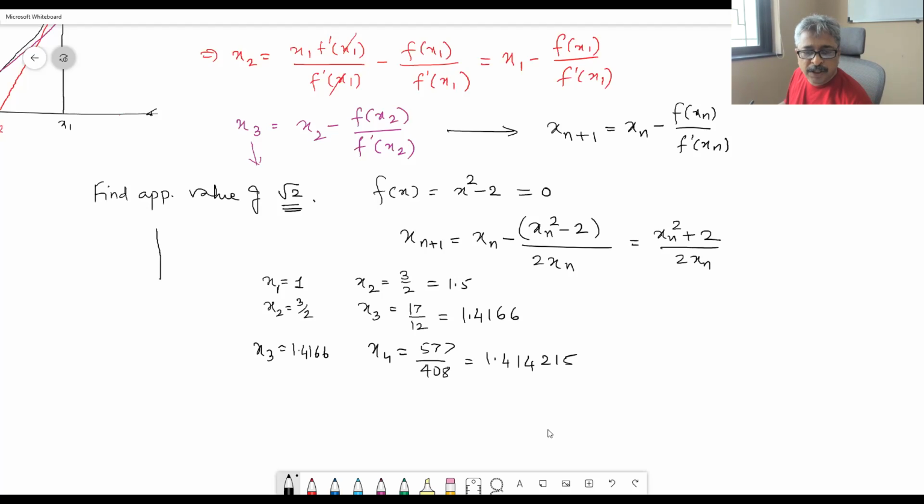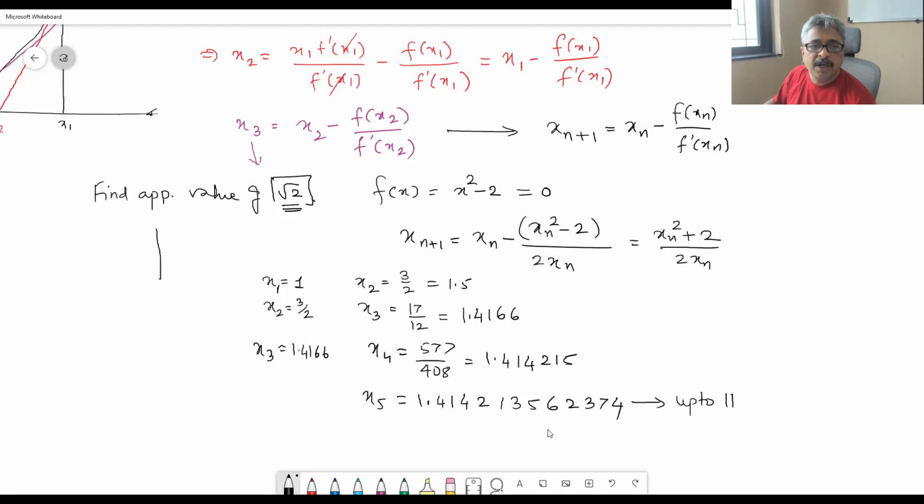If we take x4, then x5 is equal to 1.414213562374, and this is correct up to 11 decimal places. This is the correct value of root 2 up to the 11th decimal place. Do you understand?